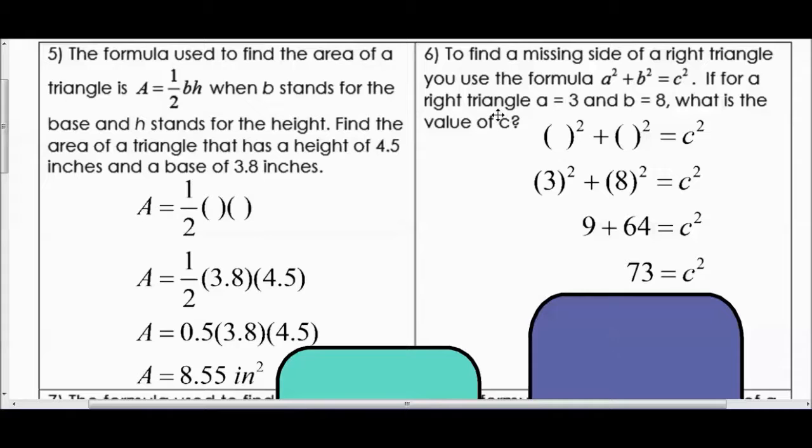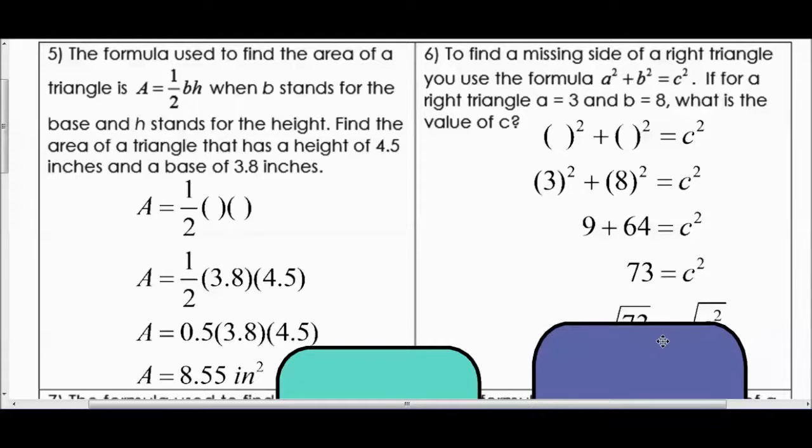That's not our final answer, though. This is saying what's the value of c. So we want to get just c by itself. This is saying there's some number times itself, some number squared, that gives us 73. So working backwards, we're going to actually do the opposite operation. We're going to learn more about this in a little bit. Solving an equation uses the opposite operation.